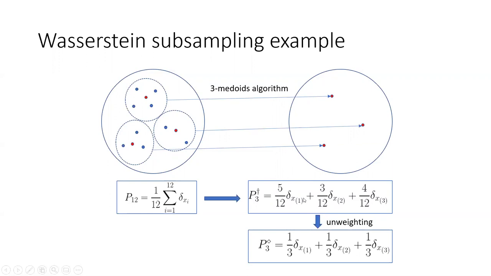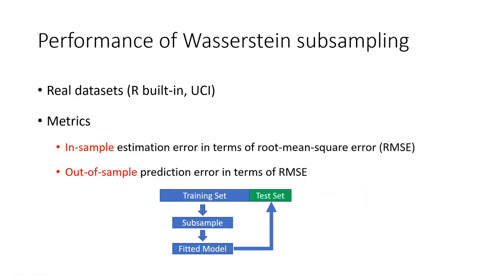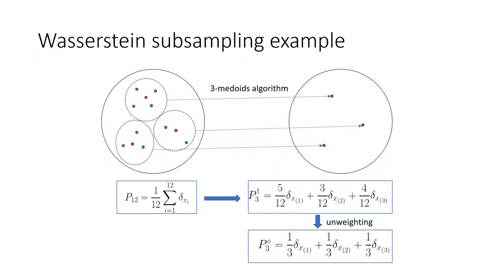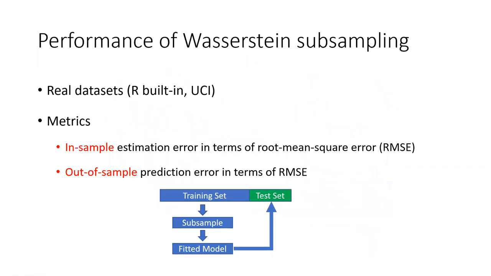And we can also put equal weights to these 3 points, and we can do this by unweighting the three-medoids algorithm result by putting equal weights here. So we can have these two versions of the subsampled empirical distribution. And we test this idea on different real data sets.